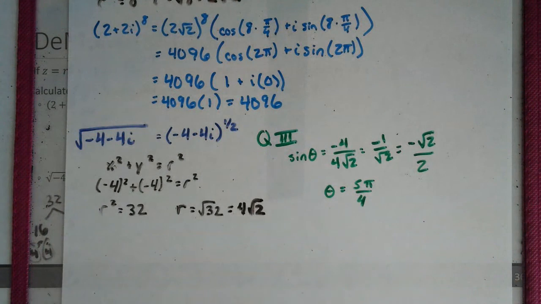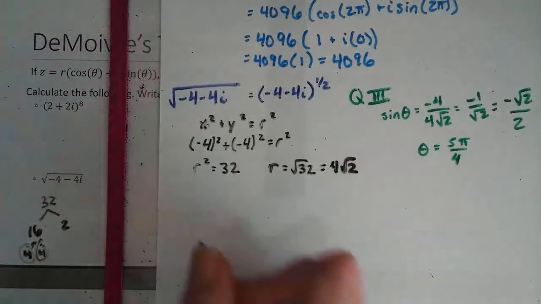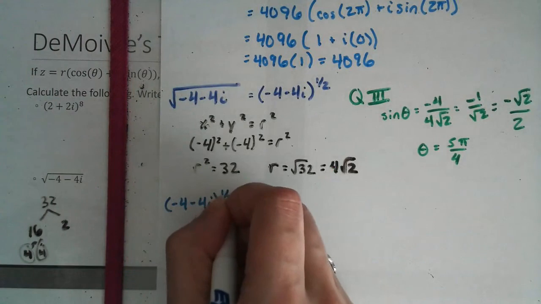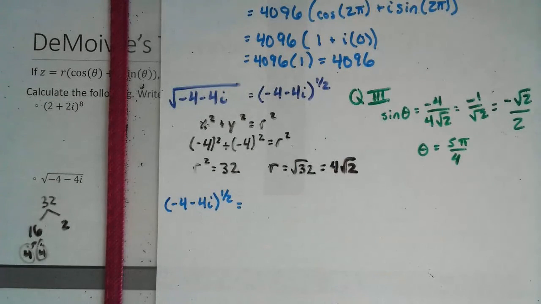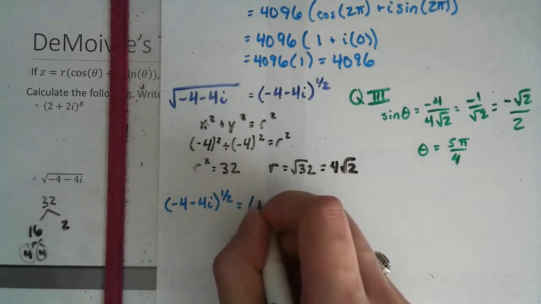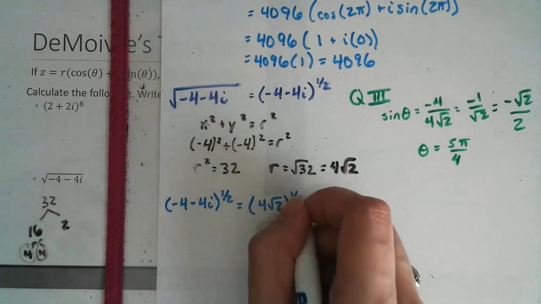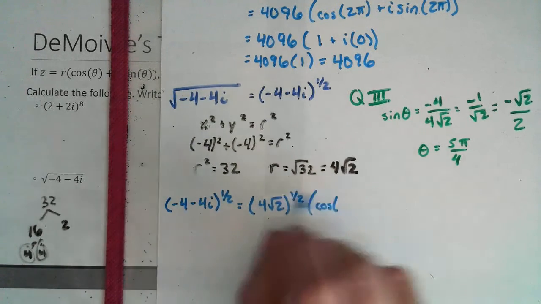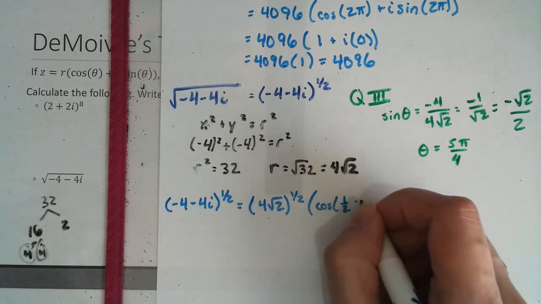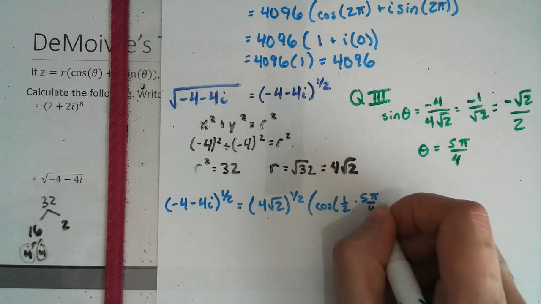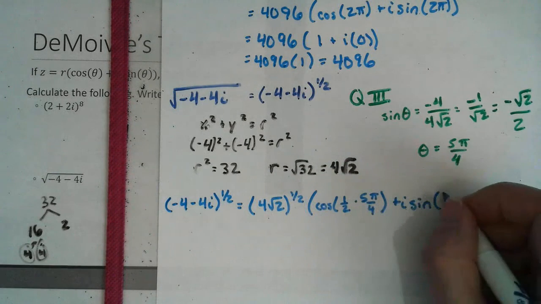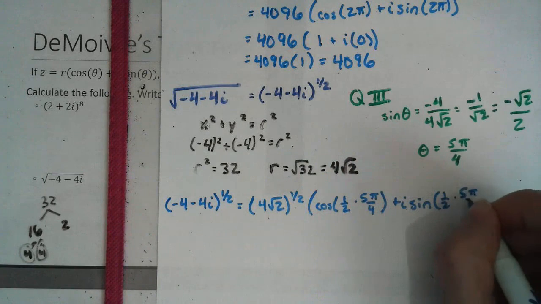All right, so let's see if we can put it all together. So we have -4 minus 4i raised to the 1/2 power is going to be equal to, first we have r raised to the n power. So that will be 4 square root of 2 to the 1/2 times the quantity of the cosine of n, that's our power, 1/2, times theta, which is 5 pi over 4, plus i times the sine of n, which is 1/2 times theta, 5 pi over 4.